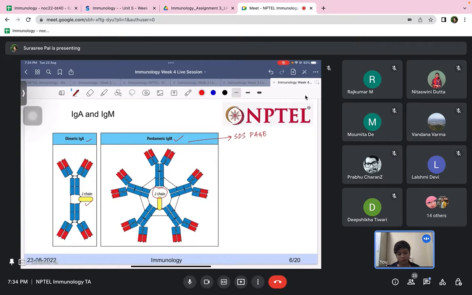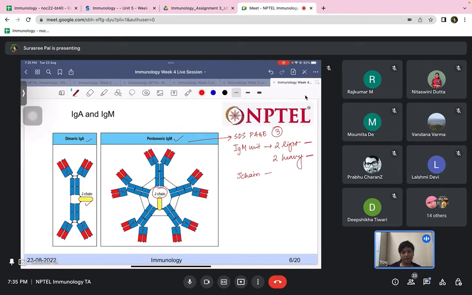So why 3 bands? Of course, the individual units of IgM have 2 light chains and 2 heavy chains, right? So the light chains and the heavy chains will form 1 band each. Another band will be formed because of the J chain. Therefore we can see that in SDS page 3 bands will be generated. The pentameric IgM, if you run in the SDS page, will generate 3 bands.